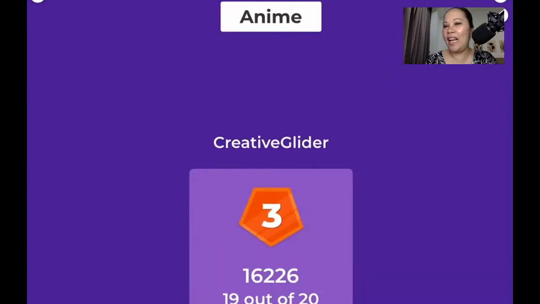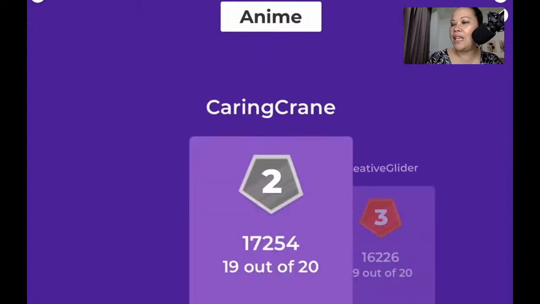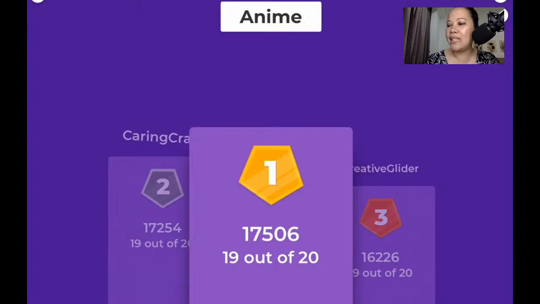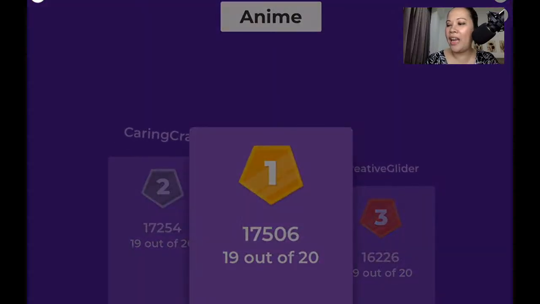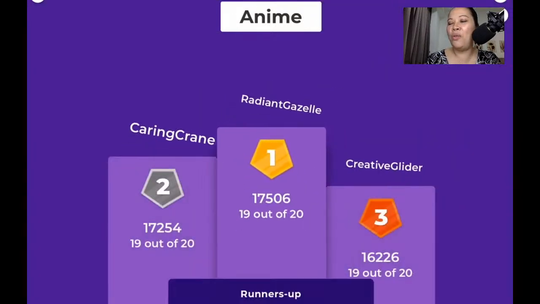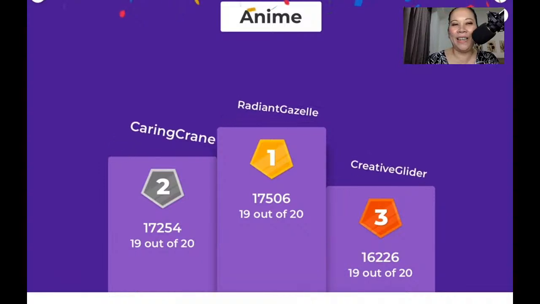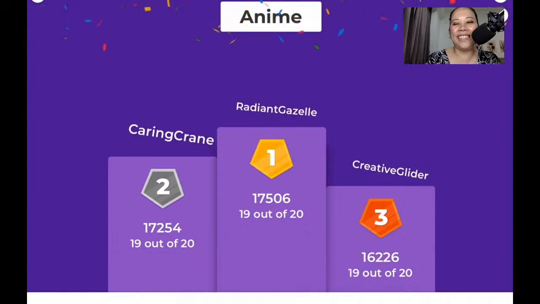And then the anime podium. We have on 3rd place Creative Glider, on 2nd place is Karen Crane, and on 1st place we have, ta-da-da-dan, Radiant Gazelle. Well done, well done.